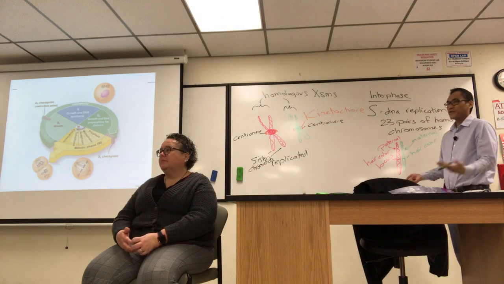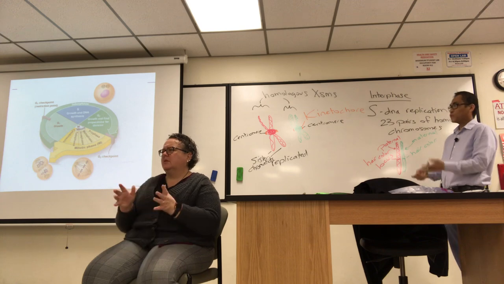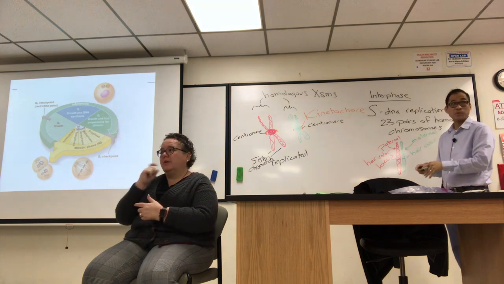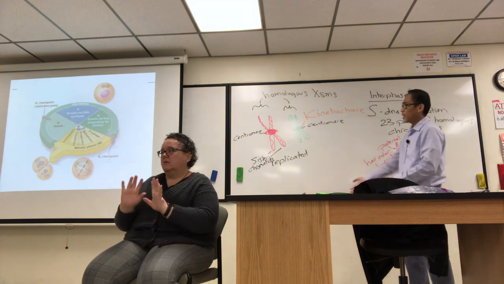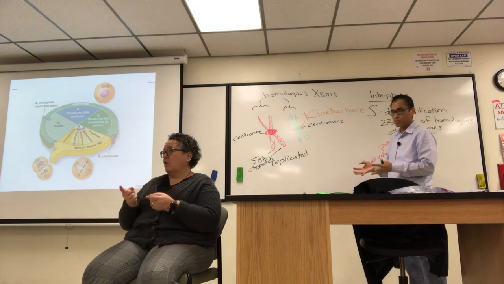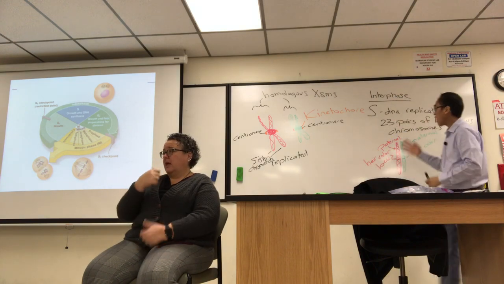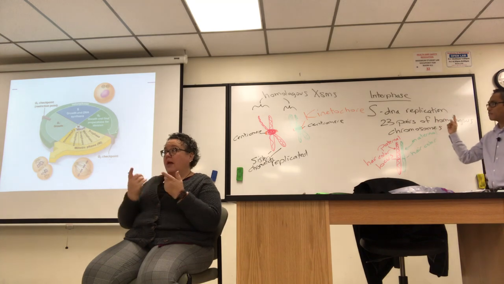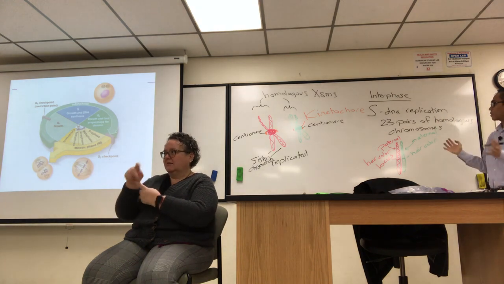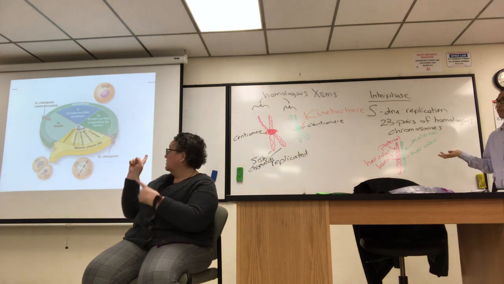So it's just the terms, okay? Just don't get confused because there's all these terms. But any questions on the terms? Homologous chromosomes, sister chromatids. This is all happening in the S phase. You just replicate the DNA. And you ask yourself, why?